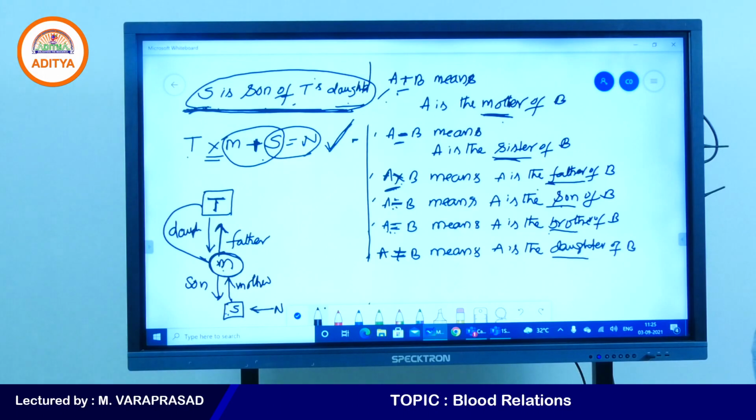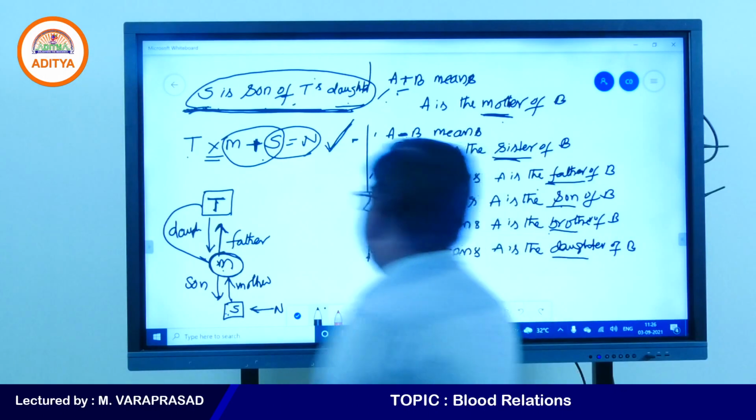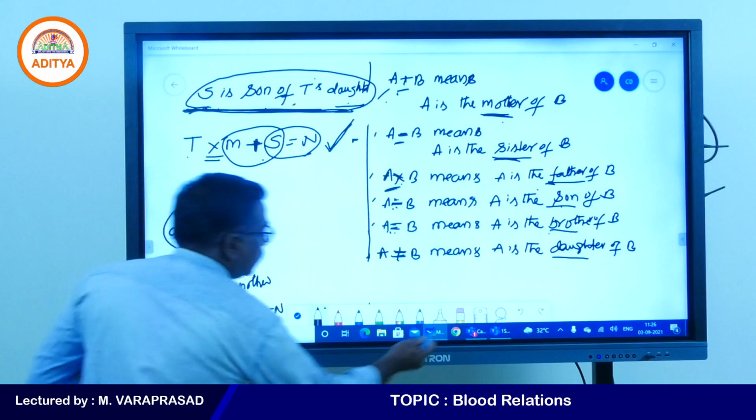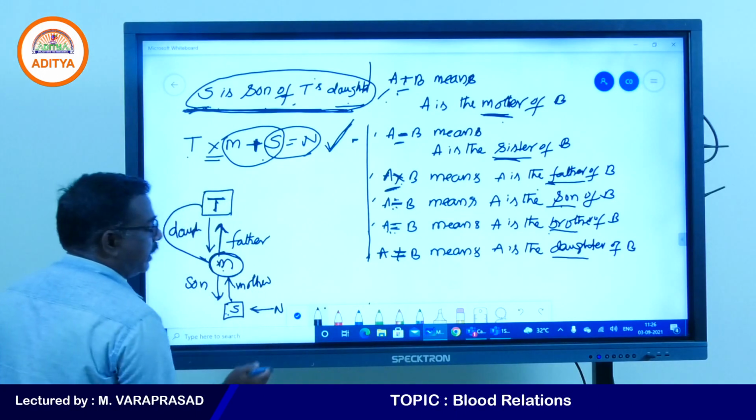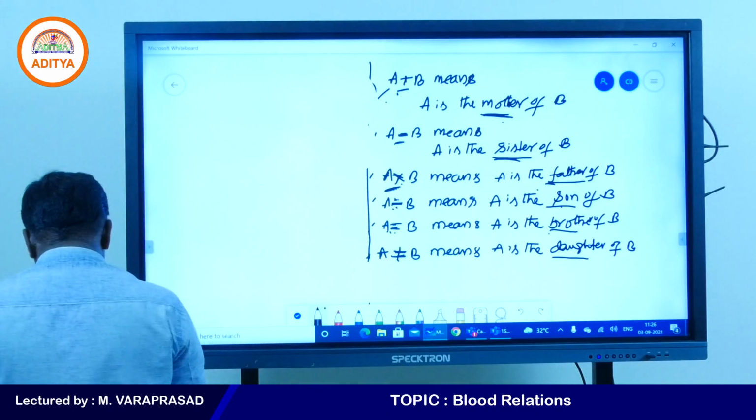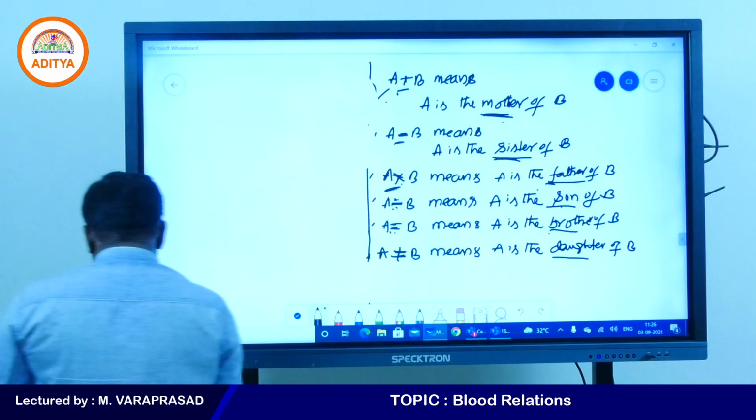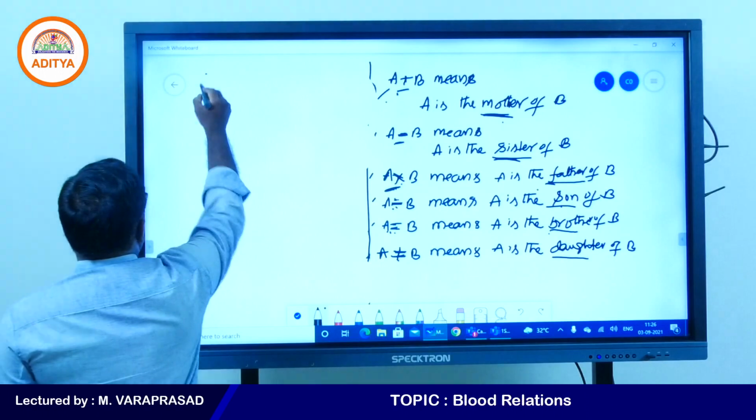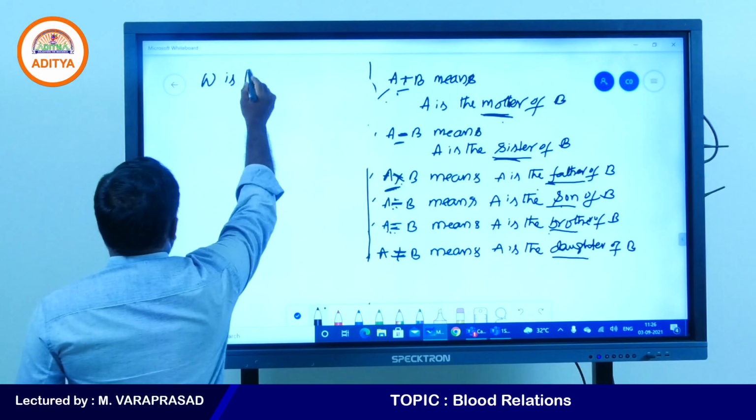You need to find out all the options which are correct or not. One more question. I will explain yesterday's question, I didn't bring it. One more example for the same data: which of the following means W is the uncle of Z?